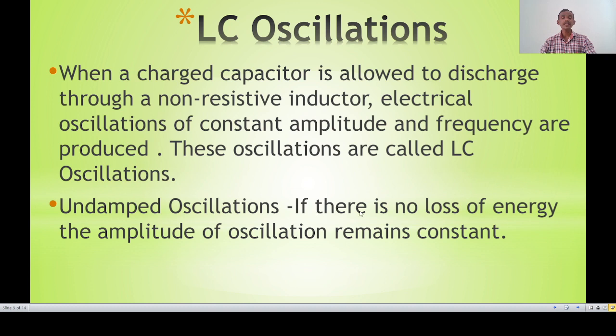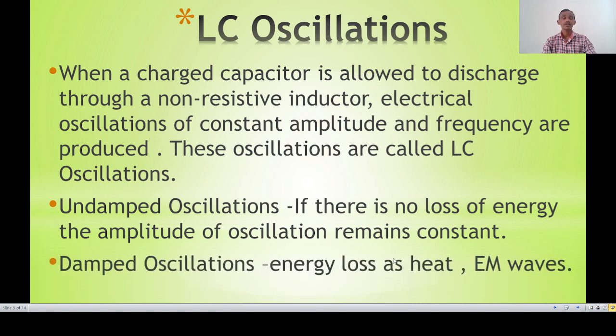Undamped oscillation: if there is no loss of energy, the amplitude of oscillation remains constant. Such oscillations are called undamped oscillations. Damped oscillation means oscillations in which energy is lost, as heat or in terms of electromagnetic waves, and in that case the amplitude goes on decreasing. Such oscillations are called damped oscillations.